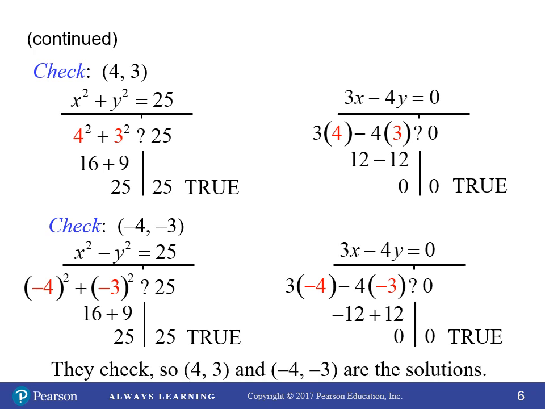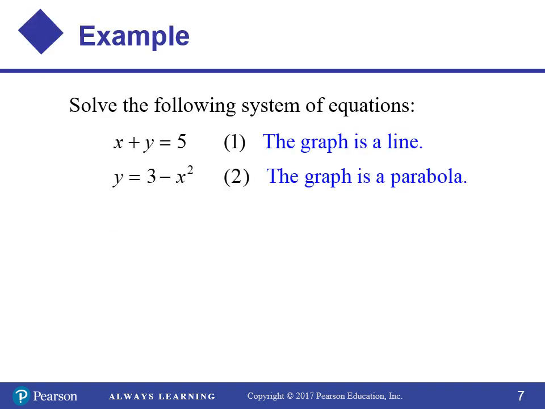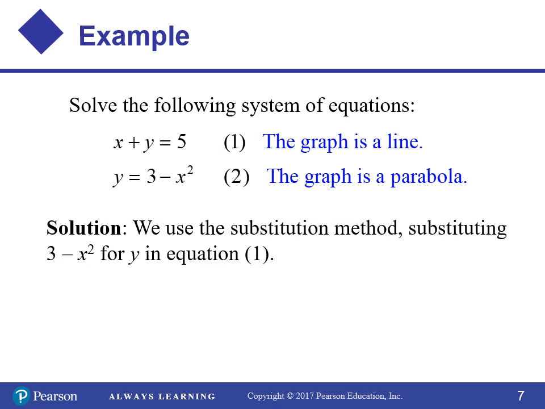Now we're going to solve this next system of equations. In this one, x plus y equals 5. Our graph is a line. And then y equals 3 minus x squared. Our graph is a parabola. So we use the substitution method.